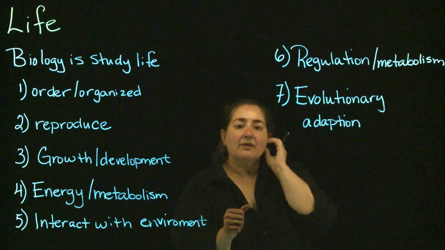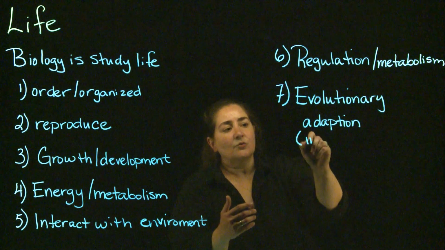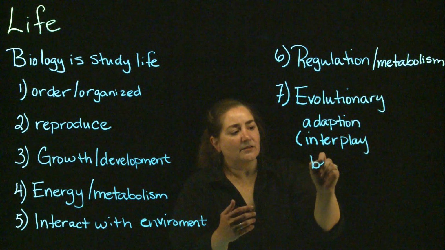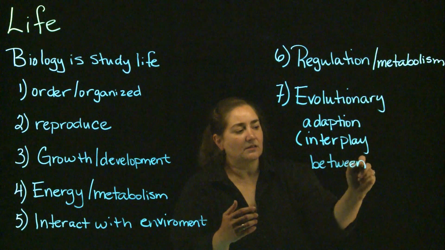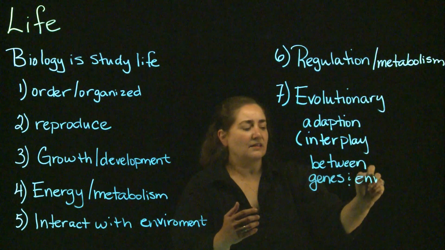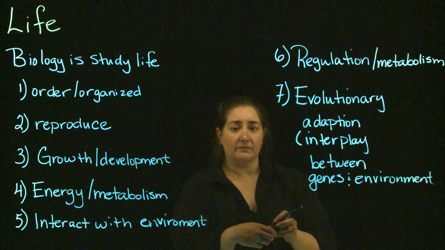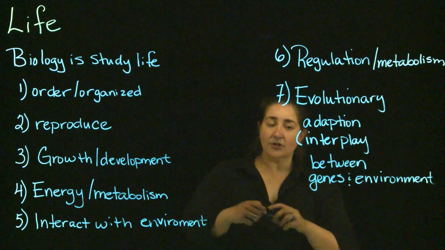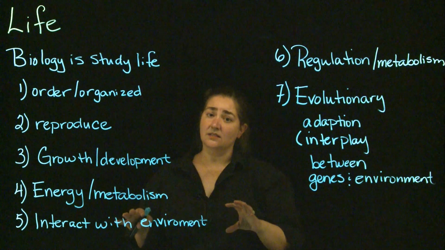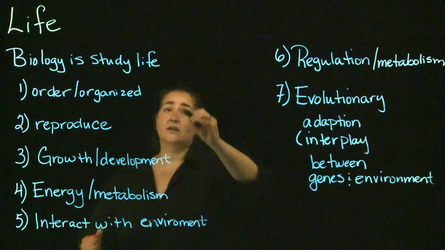When we're talking about evolutionary adaptation, we're talking about an interplay between the genes and the environment for that particular organism, okay? So in terms of life, these 7 processes need to be present in order for something to be considered alive, all right?